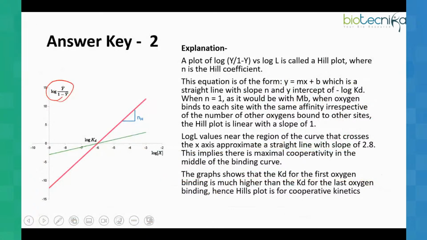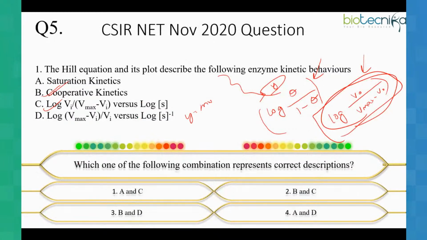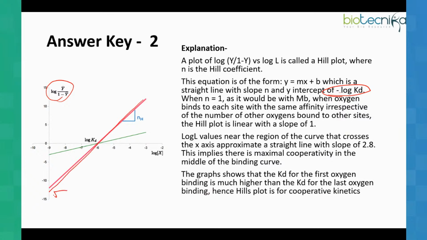So in the entire equation, y is equal to mx plus c, and that c is minus log Kd. If you take the straight line graph equation, the point where it meets the y-axis will give you minus log Kd. Whenever the slope is equal to 1, oxygen binds to each site with the same affinity irrespective of the number of oxygens bound to the other site. In that case, the Hill plot will be linear with a slope of 1.